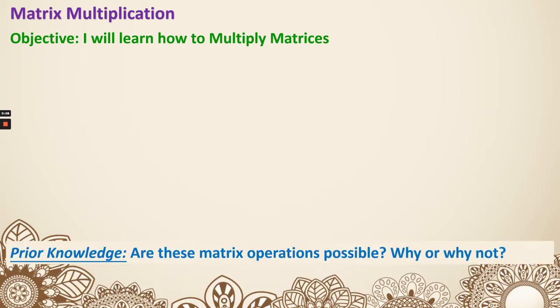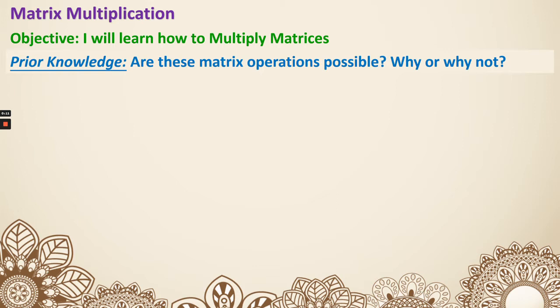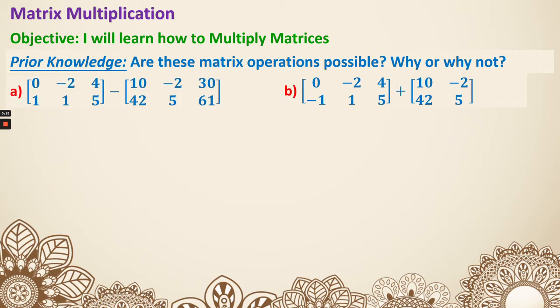First, some prior knowledge. Are these matrix operations possible? Why or why not? This is something we have learned before in the previous lesson, and the one word I've emphasized in the previous lesson was dimensions. That means every single time you want to work with matrix, you've got to check their dimensions to see if you can work with them or not. So A, the dimension for the first matrix, that's 2 rows, 3 columns, so it's a 2 by 3. For the second one, it's a 2 by 3 as well. That means we can actually work with them.